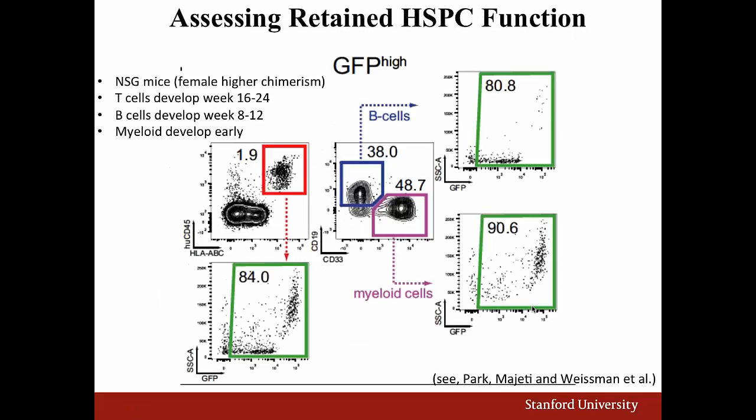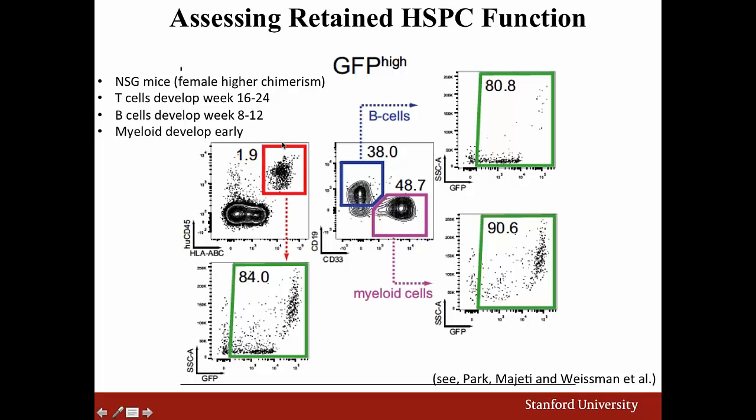So this is the last thing I just wanted to show. I know my time is up. This is a representative image of what it would look like if you targeted true hematopoietic stem cells using this method. We use NSG mice, females, which can have higher chimerism. T cells develop at week 16 to 24, B cells at week 8 to 12, and myeloids develop early. So it's showing our gating scheme.